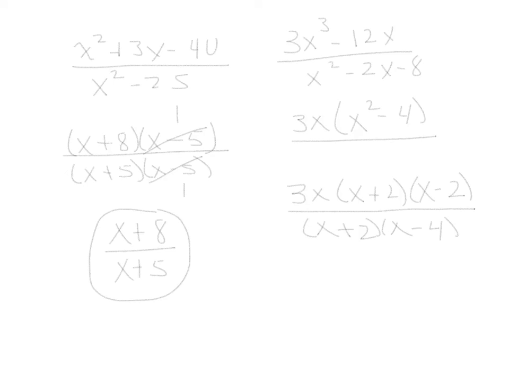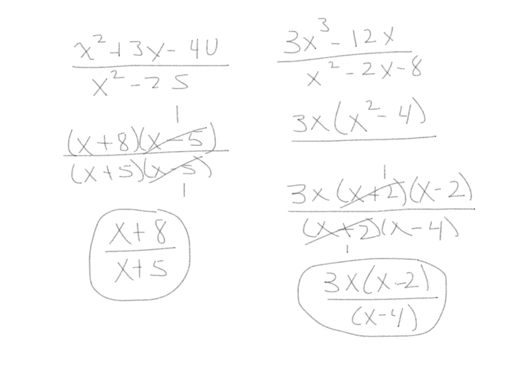When it comes to simplifying, we look at the top and the bottom of the fraction and see if there are any parentheses that are exactly the same. We see x plus 2 and x plus 2 can be divided out. Nothing else is the same, so we write down what we have left on the top. Do not multiply those out. And then what we have left on the bottom, that will be your final answer.